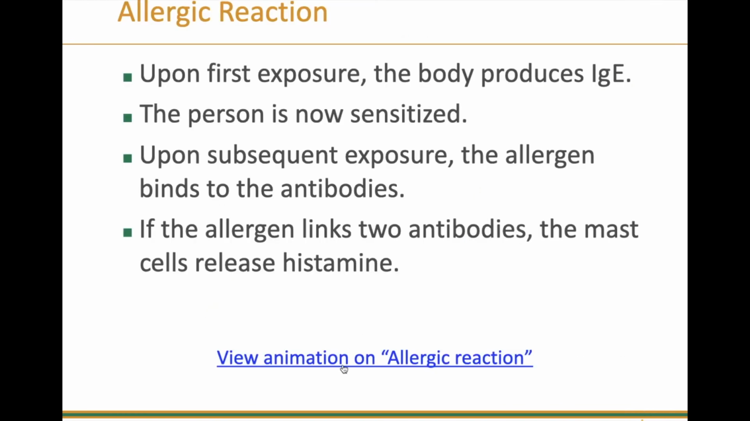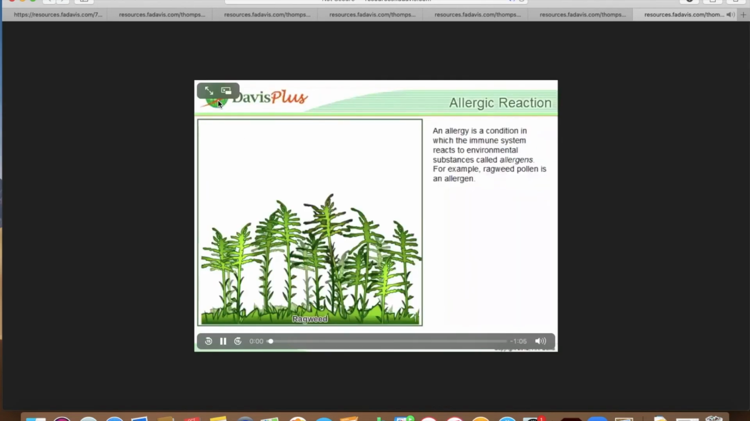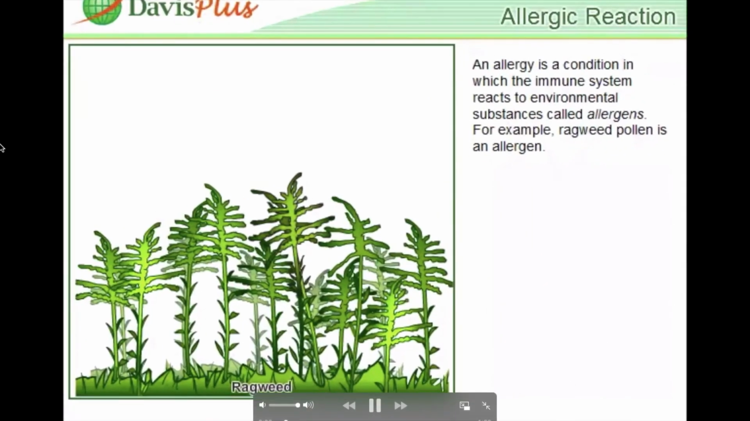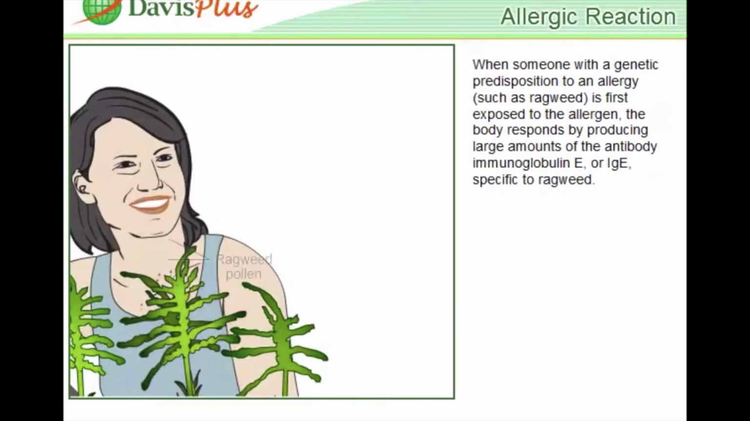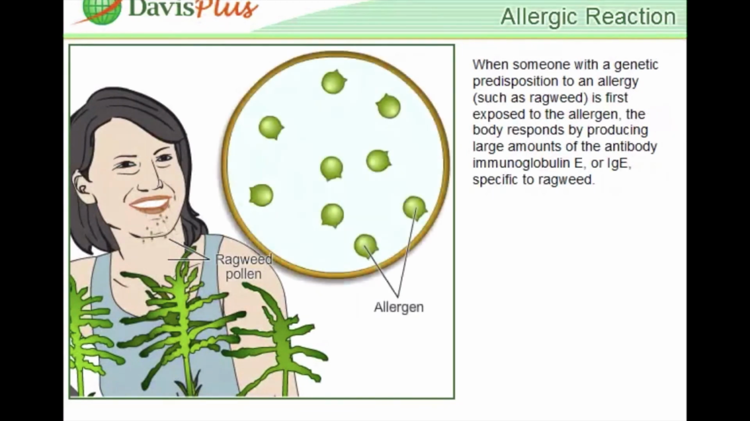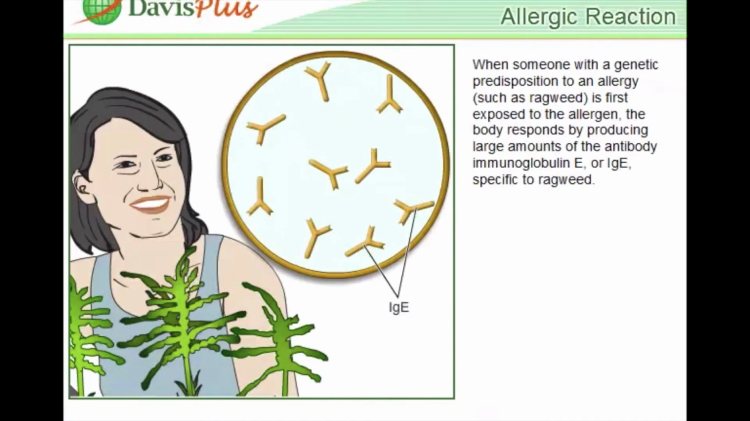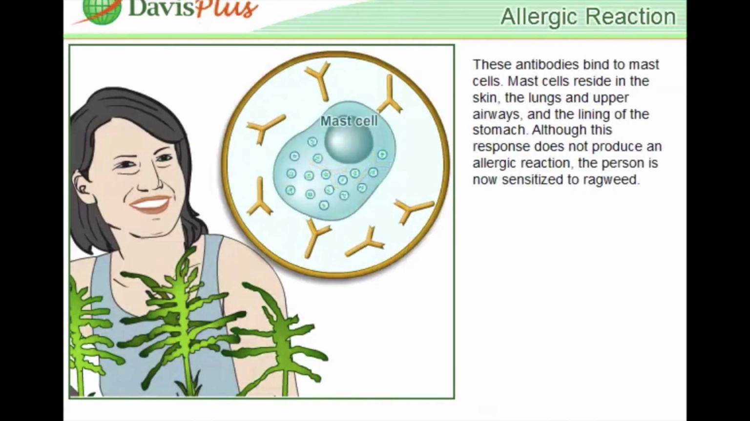Alright, next is allergic reactions. An allergy is a condition in which the immune system reacts to environmental substances called allergens. For example, ragweed pollen is an allergen. When someone with a genetic predisposition to an allergy, such as ragweed, is first exposed to the allergen, the body responds by producing large amounts of the antibody immunoglobulin E, or IgE, specific to ragweed. These antibodies bind to mast cells.